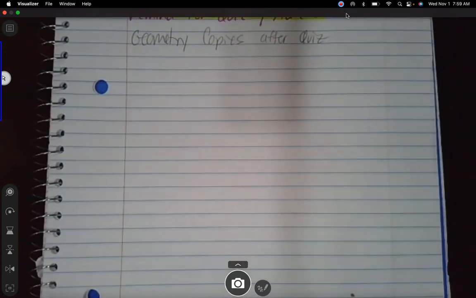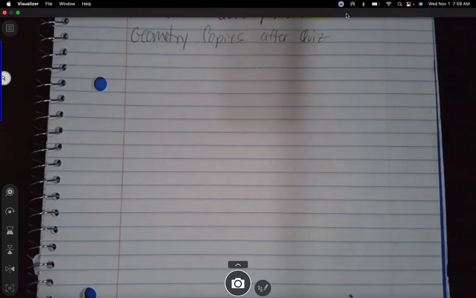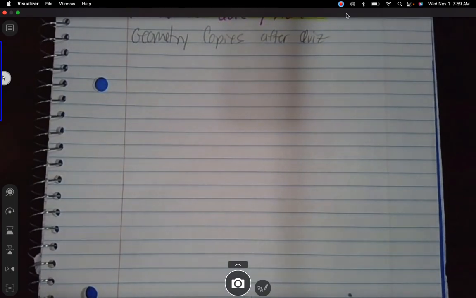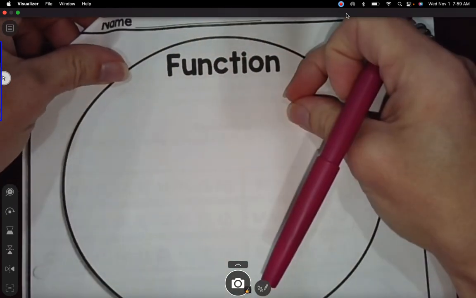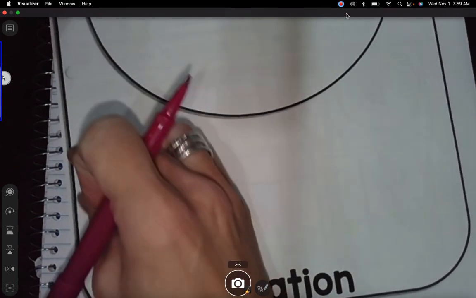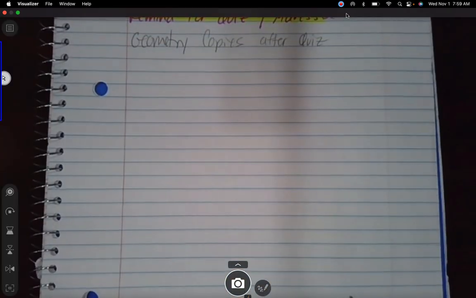On your paper, it looks like this. Okay, right here. So A and C. If I was to cut those out, I have to decide: is it a function or not? If it is a function, then I'll glue it in here. If it's not a function, then I just glue it out here. Does that make sense? It's just cut and paste. Is it a function or no?